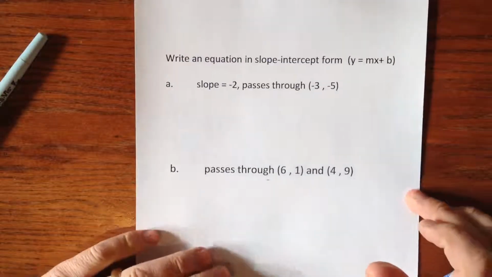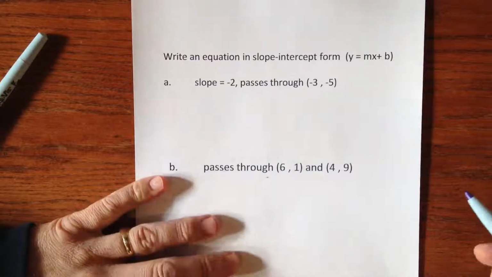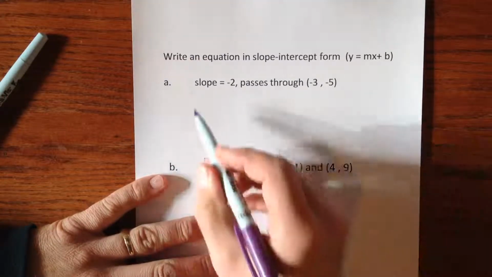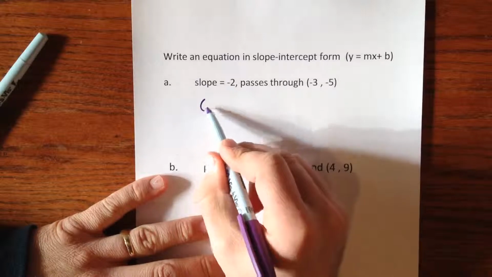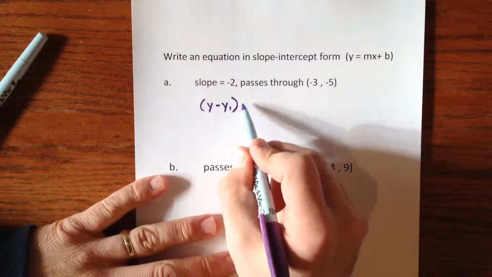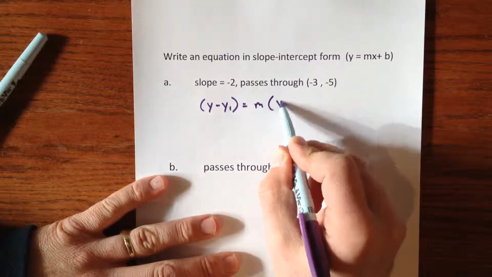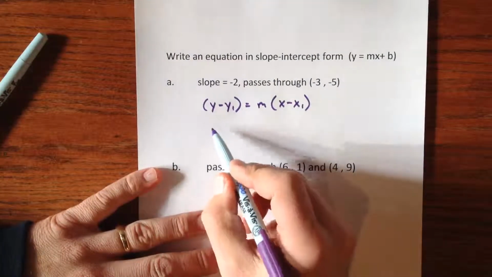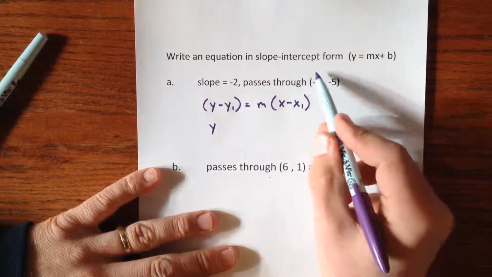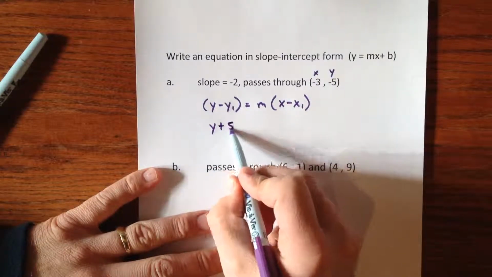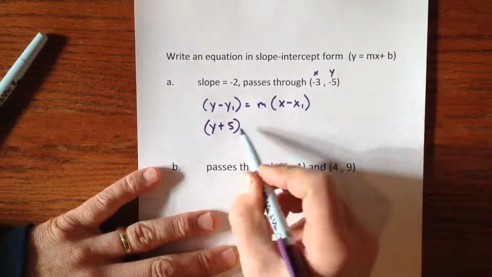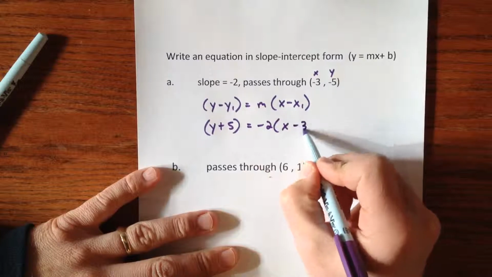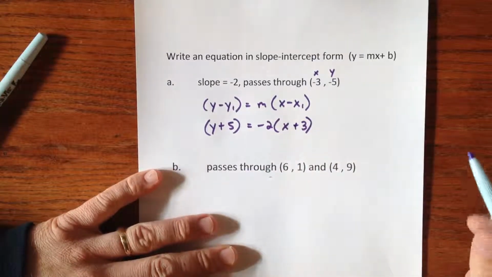Okay, write in slope-intercept form. How many times have we done this year? Point-slope form gets us that. So we do y minus y1 equals m times x minus x1. So we plug these different things in. This is your x, that's your y. Subtracting a negative is going to make that positive. Subtracting a negative is going to make that positive also.